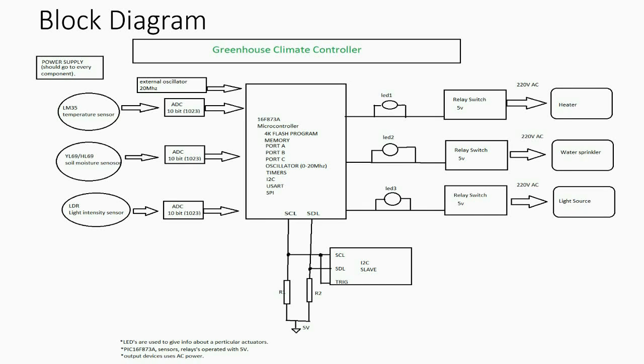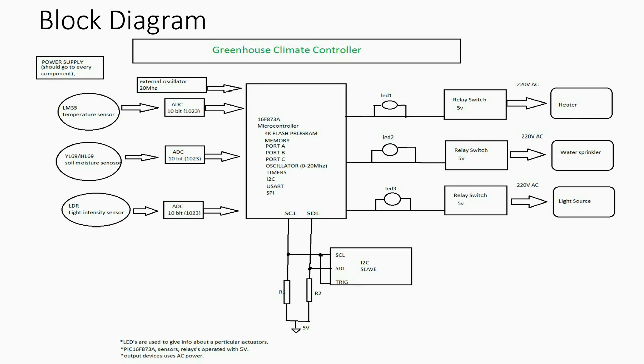In this block diagram we can see sensors like the LM35, which is the temperature sensor, and the YL69 (HL69), which is the soil moisture sensor, and the LDR, the light dependent resistor, which changes its resistance value based on the light intensity. These sensors all give analog values.